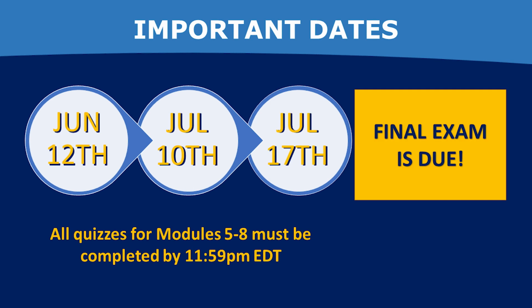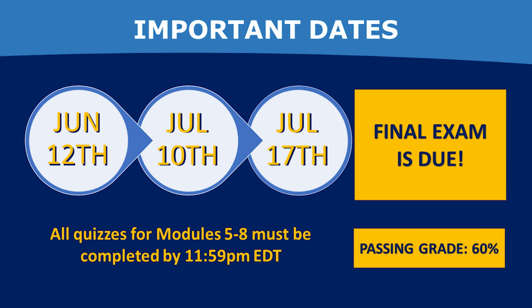And July 17th. This is the last day that the final exam is due. And so again, that final exam you have until 11:59 p.m. Eastern Standard Time to submit your final exam. So a passing grade for the course is 60%, but of course you do need to have a 60% initially on your final exam. And then when you have your combined final exam and the quizzes combined together, a passing grade to receive the certificate is 60%.